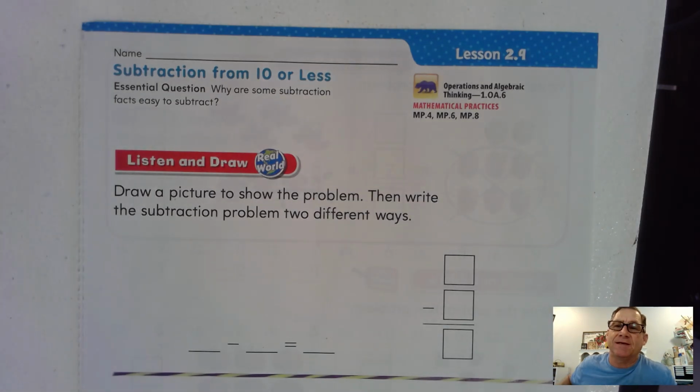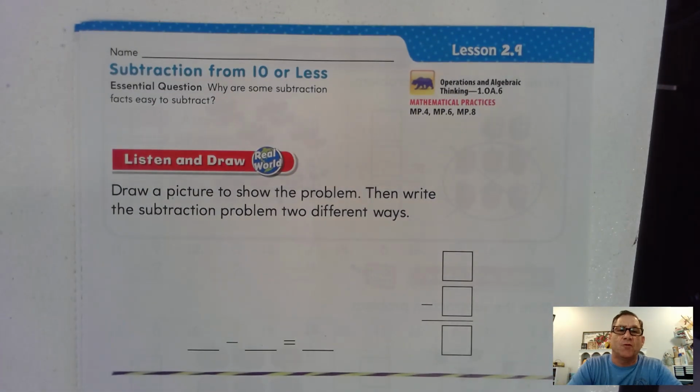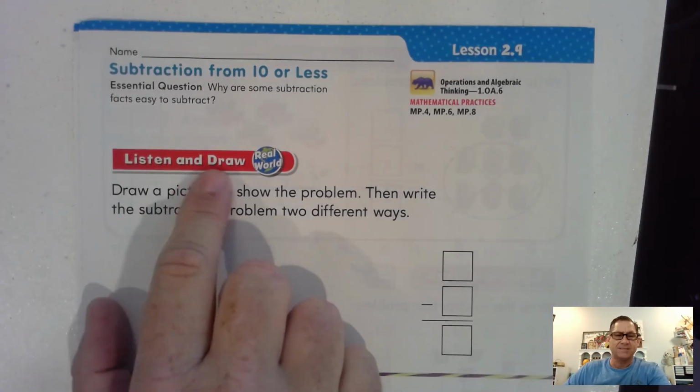Hello everybody. In today's lesson, lesson 2.9 of the first grade Go Math textbook, we're going to be working on subtraction from 10 or less. And basically we're going to keep in mind or think about why some subtraction facts are easy for us to subtract. Alright, so listen and draw.